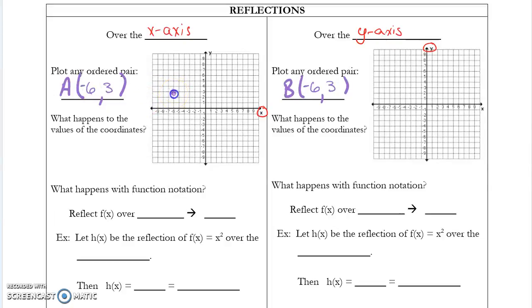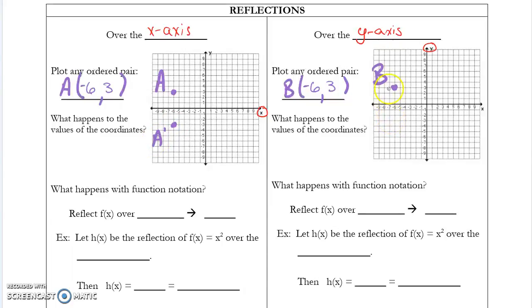I'll plot that ordered pair A, and I'll use the exact same one on the next graph, and that's totally fine, and use B. If I am reflecting over the x-axis, that means point A is going to be reflected over the x-axis. It's going to go from 3 units above it to exactly 3 units below it. I'll plot this point and I'll label it A prime.